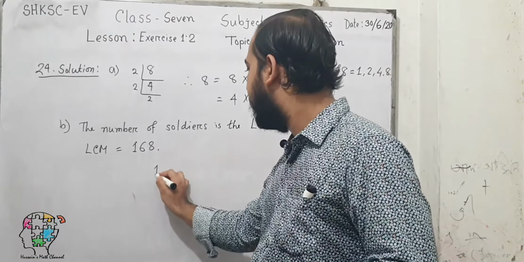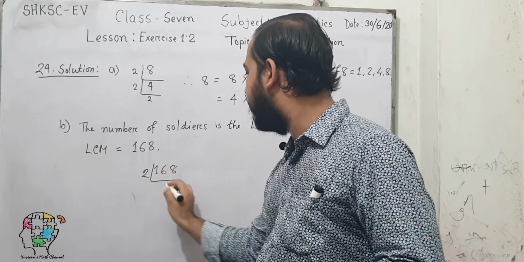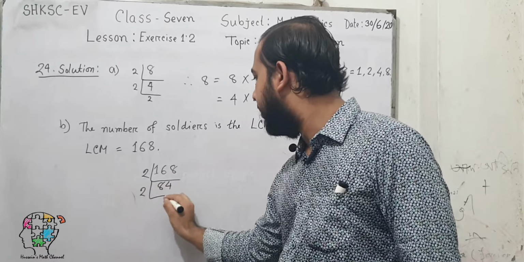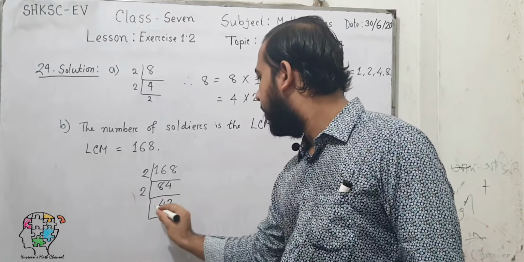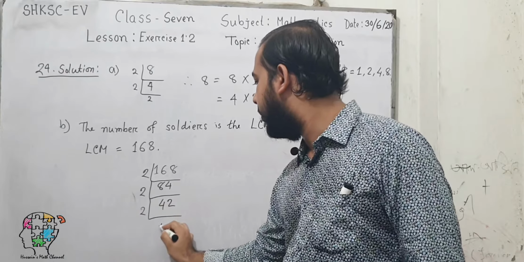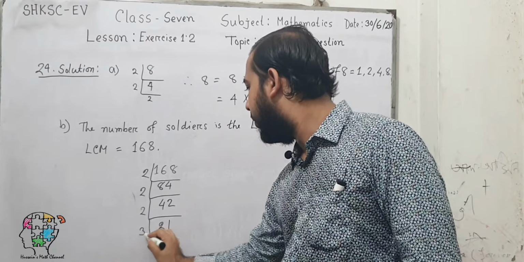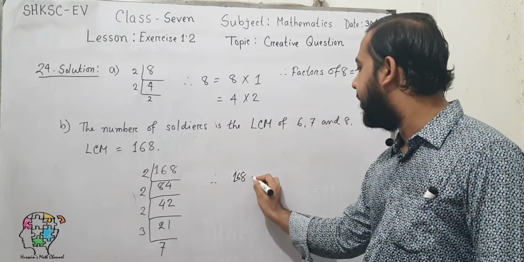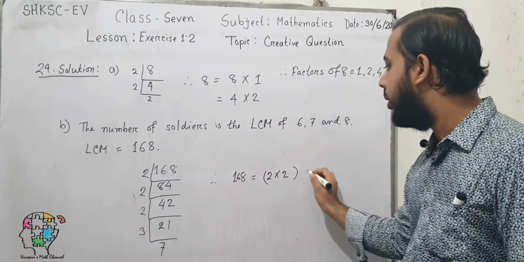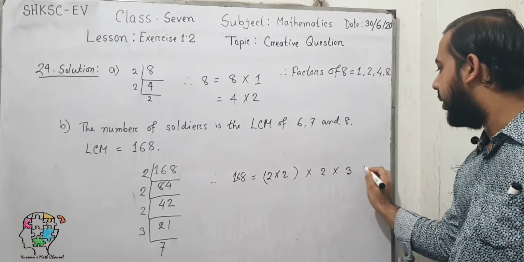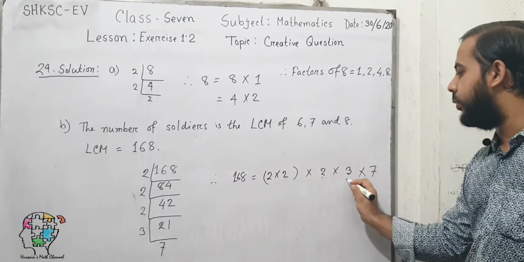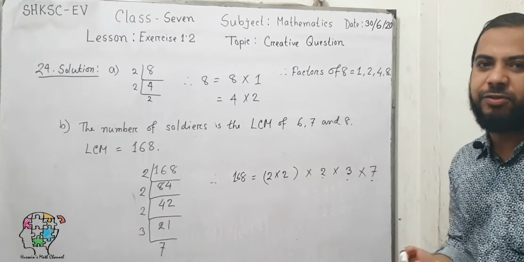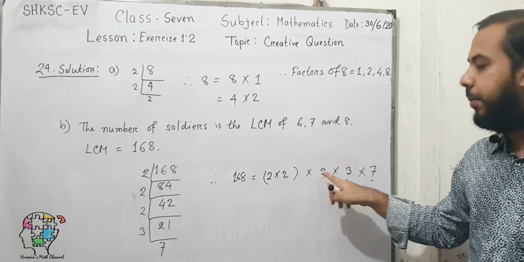Now if we see, 168 by 2 will be 84, again 42, and again it will be 21. Now 168 can be written with only one pair, of 2s, and none of the numbers are in pair in the last three factors, that is 2, 3 and 7. So to make the number 168 a perfect square number, we have to multiply this number by 2, 3 and 7.